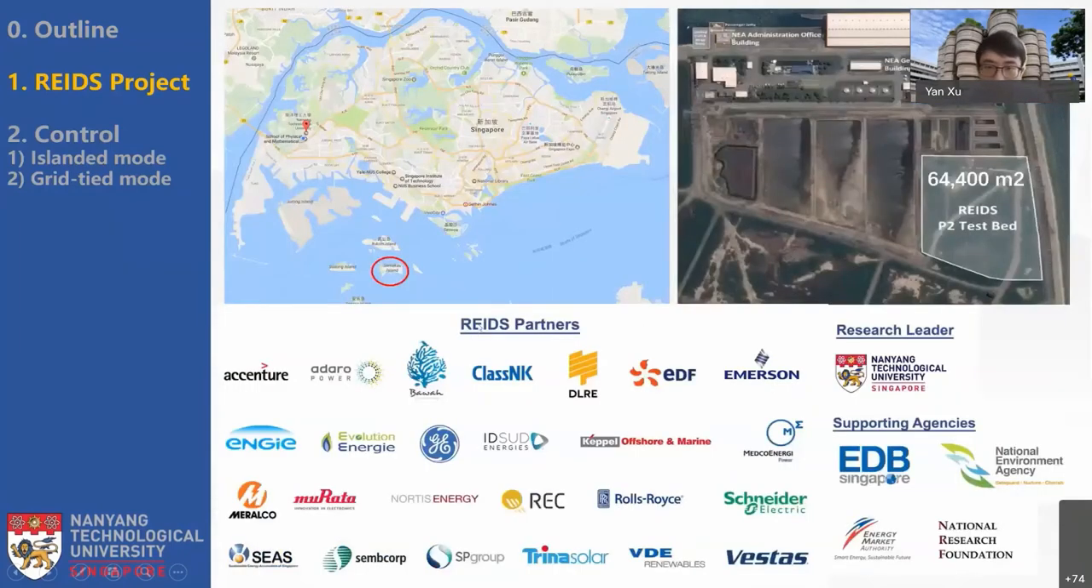Okay, as everybody knows, Singapore is an island country. You can see from the map, from the east to the west, we have 40 kilometers. From north to south, we have 30 kilometers.